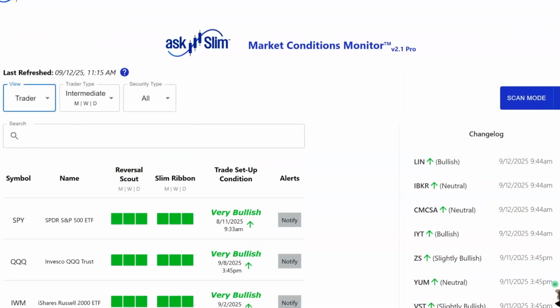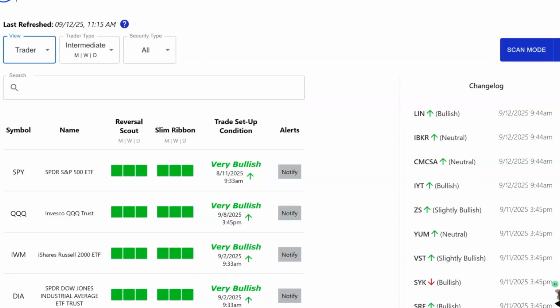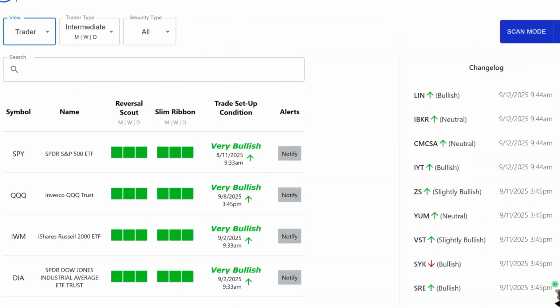If you're not an askSlim level 3 or 4 member, then you wouldn't have access to this. But I think it's really important to be able to look at that. We're going to look at it all the way down to short-term intraday traders, and that would be only for level 4 members.